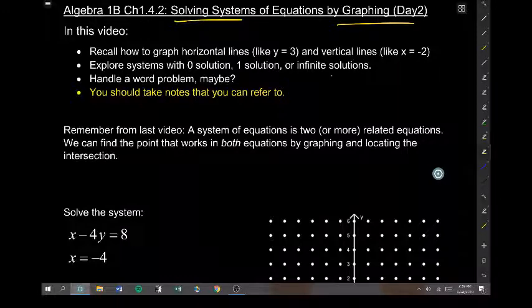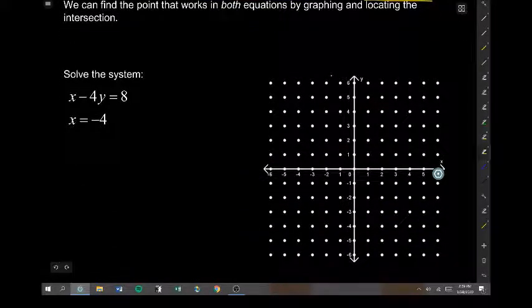Remember from our last video, a system of equations is 2 or more related equations, and we can find the point that works in both equations by graphing them and seeing their point of intersection. So I'm going to solve this system right here, x minus 4y equals 8. I'm going to start with this line.